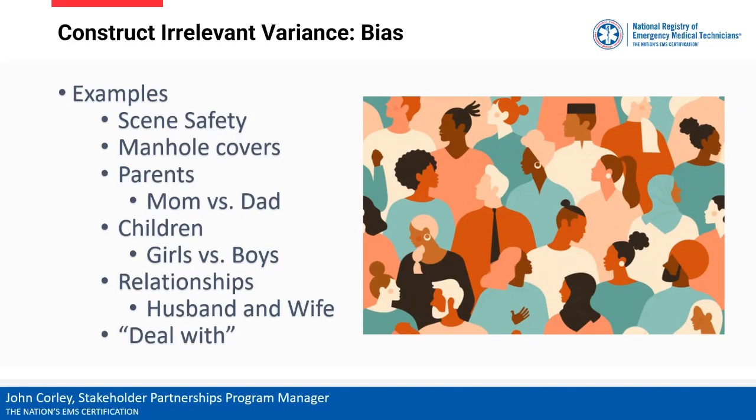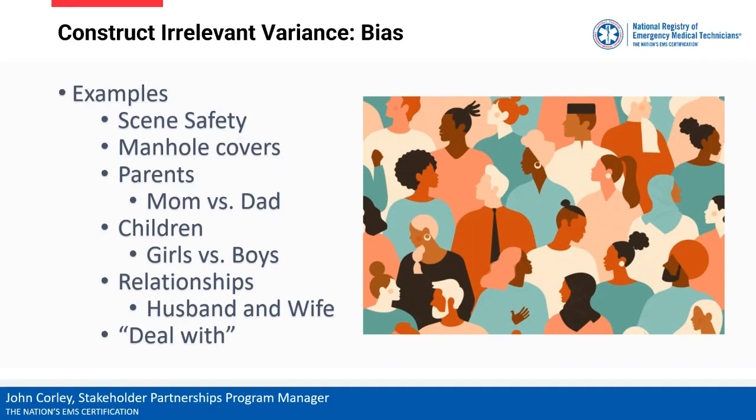Barking dog is one too. That can be a bias thing. I have a dog. My dog barks. It doesn't scare me, but it may scare some others. So if you're writing a scene safety situation into your test question, just make sure that it is universally scary for everybody.